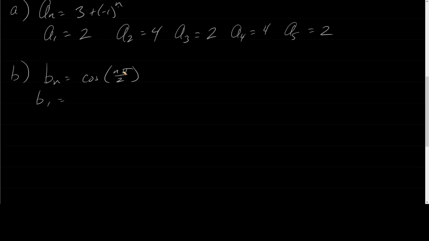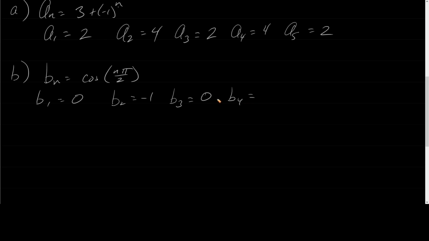So that's cosine of 1 times pi over 2. 1 times pi over 2 is just pi over 2. Cosine of pi over 2 is 0. B sub 2, plug in 2. 2 times pi over 2, so the 2's cancel out, so I really have cosine of pi. Cosine of pi is negative 1. B sub 3, so cosine of 3 pi over 2. Cosine of 3 pi over 2 is 0.